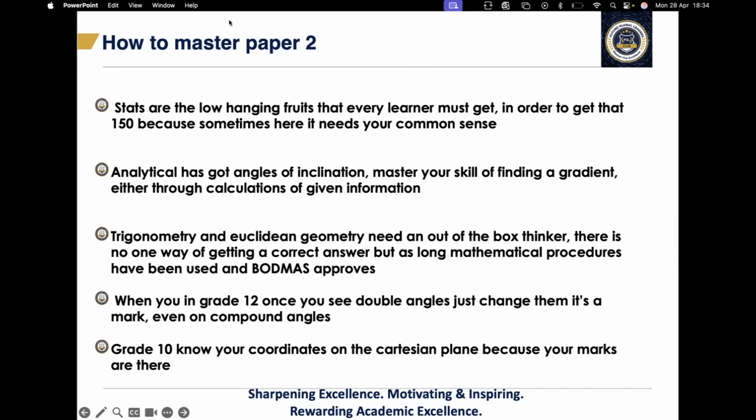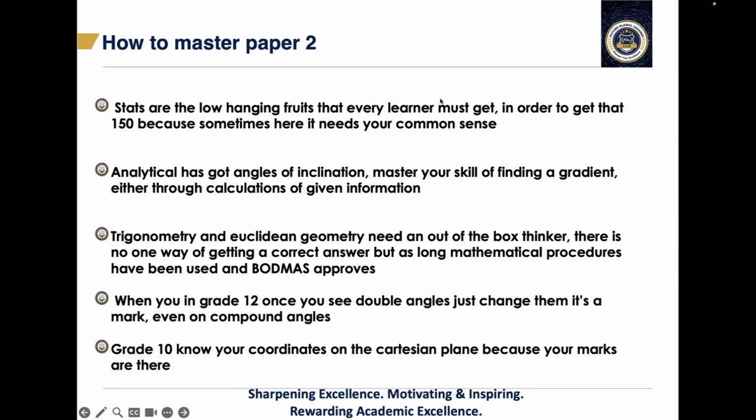Let's get to the analytical geometry. We said on the analytical geometry, it's the angles of inclination. You need to understand that the angle of inclination requires a gradient. So you can be required to calculate the gradient, or you can be required to use information that has been given so that you are able to say that this line is parallel to this line, therefore their gradients are equal. Or this line is perpendicular to this line, therefore the product of their gradients is equal to -1.